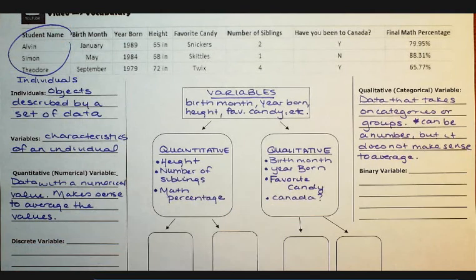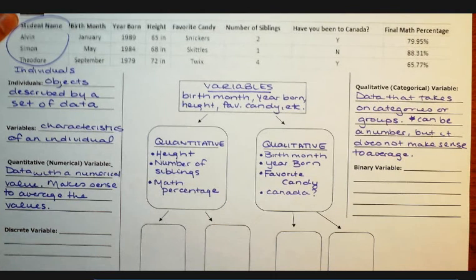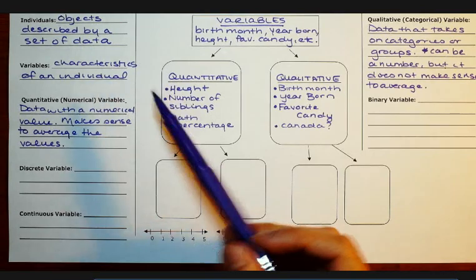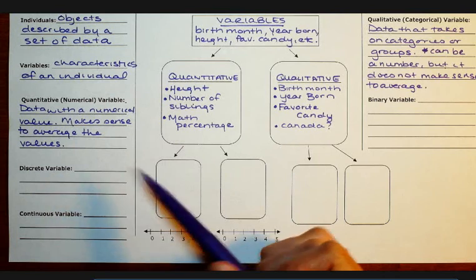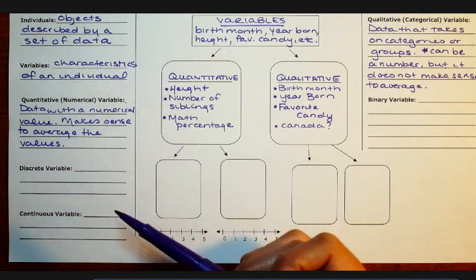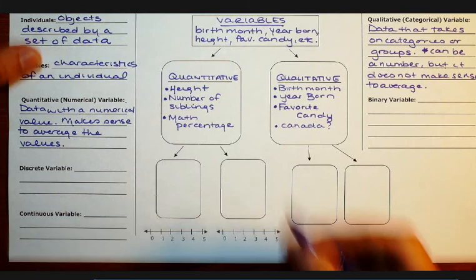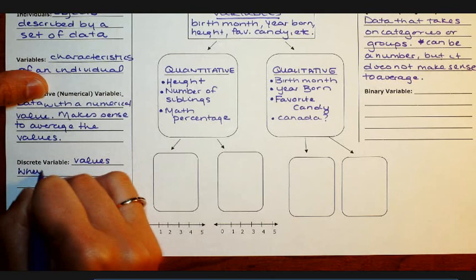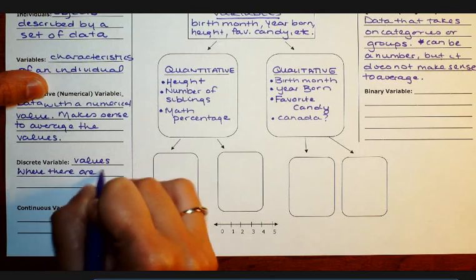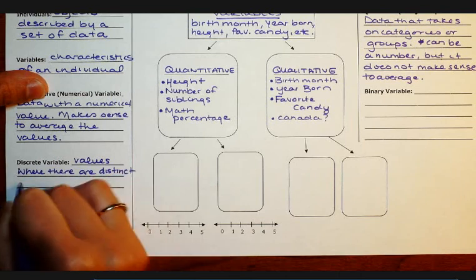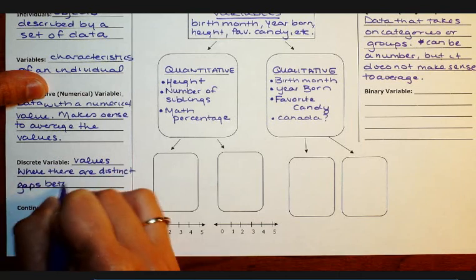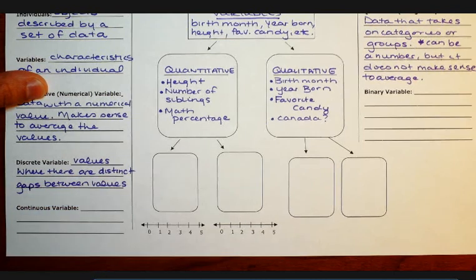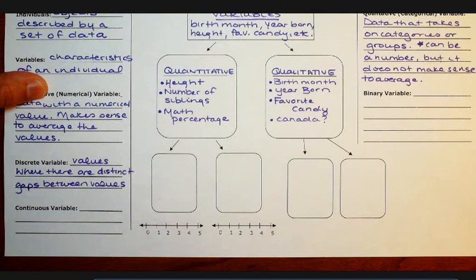So you can break these variables even further. So let's look at the quantitative variables first. Quantitative variables can be divided into one of two groups. We have discrete variables and we have continuous variables. Discrete variables are values such that there are distinct gaps between values. Our continuous variables are variables that can have any numerical value within a certain interval.